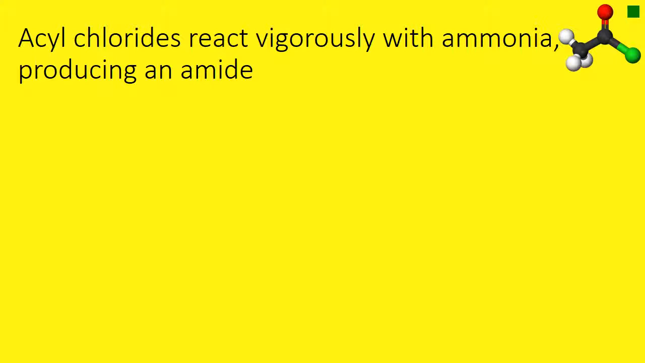So when acyl chlorides react with ammonia, the reaction is also vigorous, but just like with alcohols, it's at room temperature. So at room temperature it's vigorous. And when the reaction takes place, we produce an amide, which is a carbonyl group with an NH2 on it instead of the chloride. So let's have a look at the actual reaction.